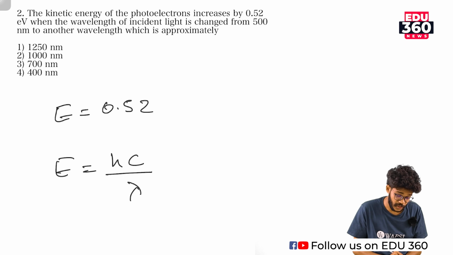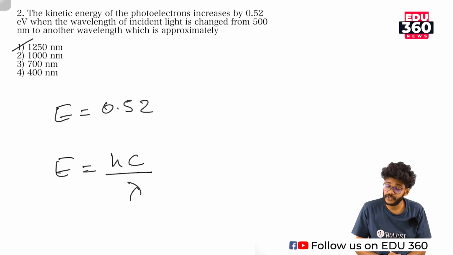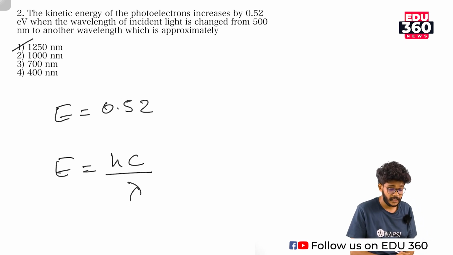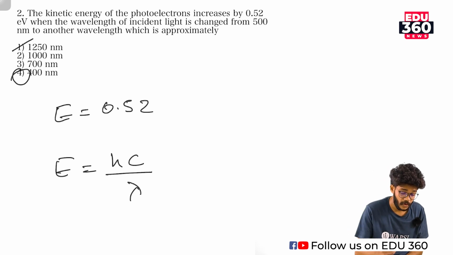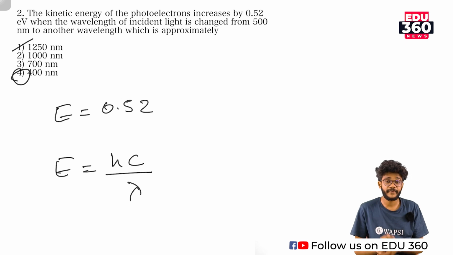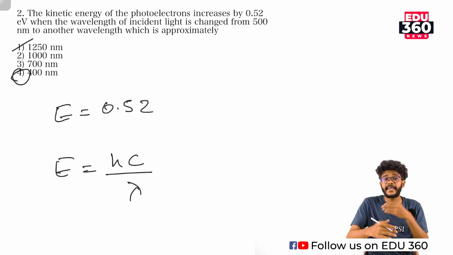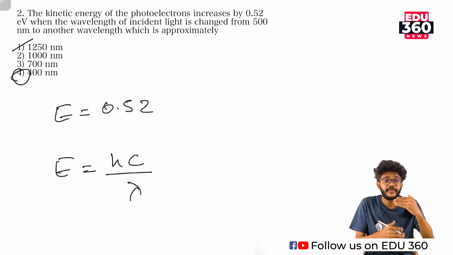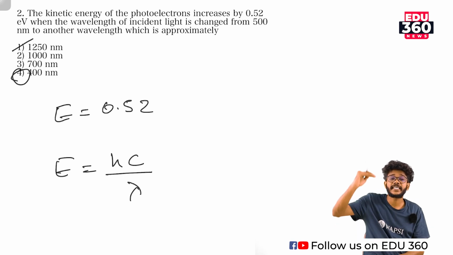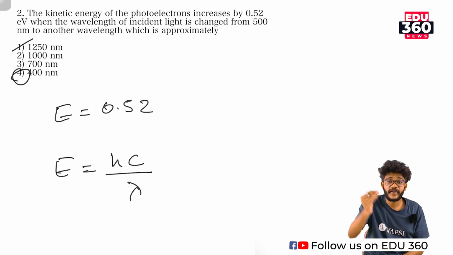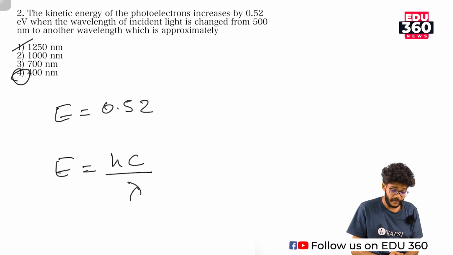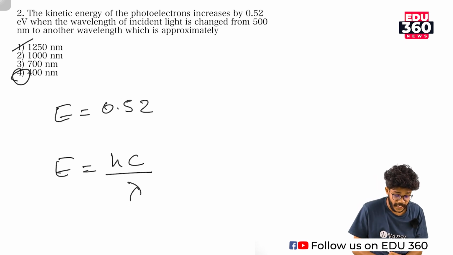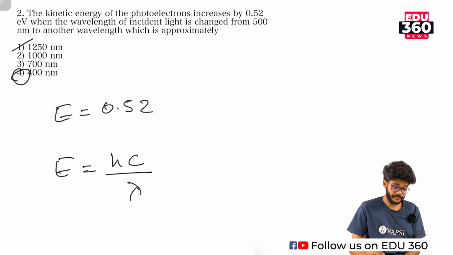Which option is correct? First option is 1250 nanometer, second is 1000, and third one is 700. So 400 is the one and only choice we have from the options, because by giving energy, the frequency will get increased. By increasing the frequency, the wavelength gets decreased. So the new wavelength is 400 nanometer. Option D is the correct answer.